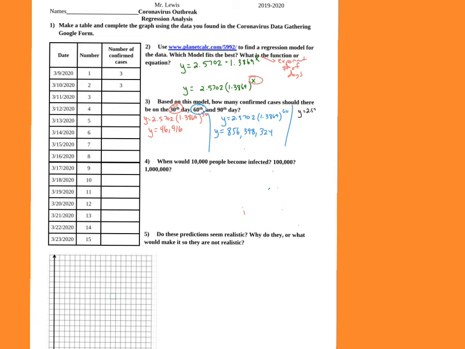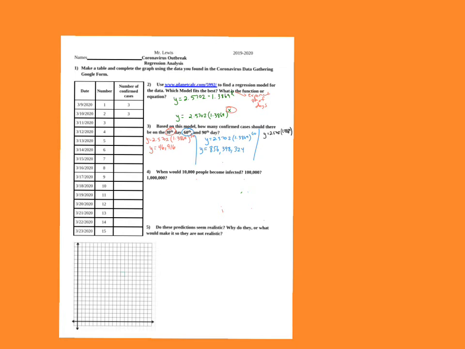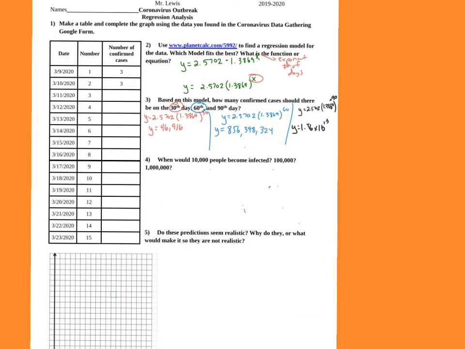So it's the same thing: 2.5702 parentheses 1.3869 to the 90th. That's not negative 90. I don't know why that showed up. To the 90th. So that's going to say y equals 1.56 times 10 to the 13th. That's like 1.56 quadrillion, and that's just, once again, limiting why this isn't the best application yet.